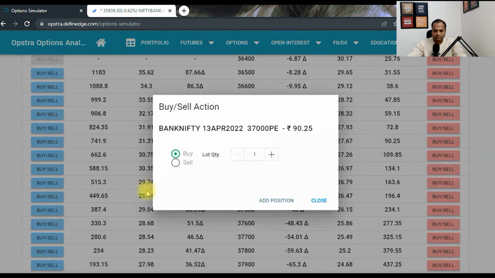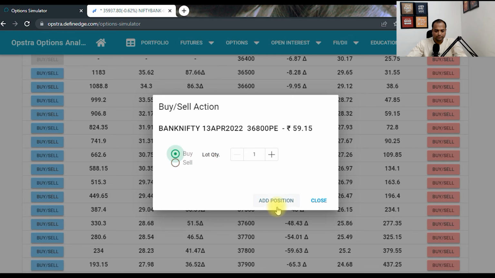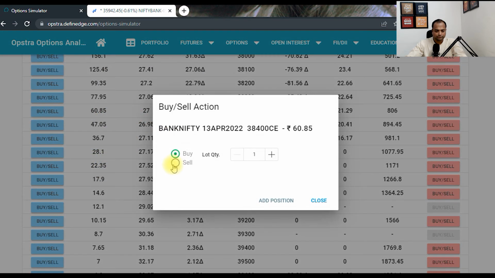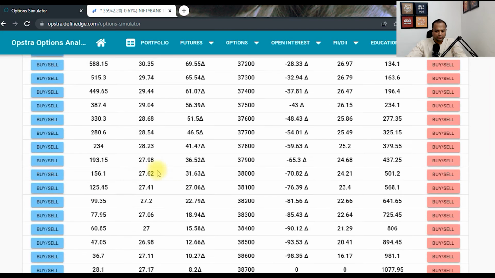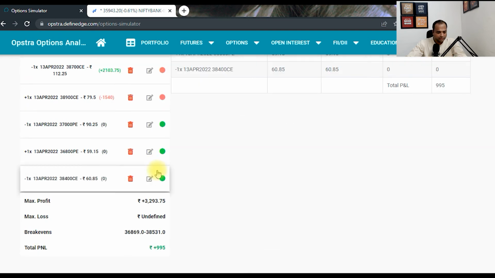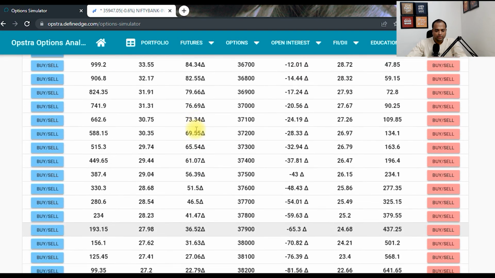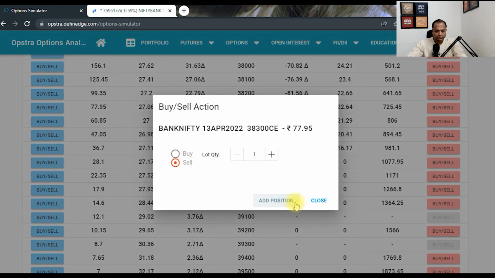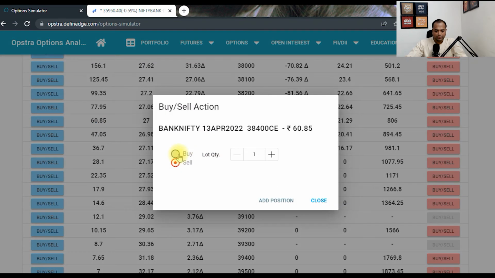20 delta, okay, sell. 15 delta, buy. One minute. 15 delta, did I buy it? Okay, let's do it again. So 20 delta, where is 20 delta? Okay, this one I'm going to sell, and this one I'm going to buy.